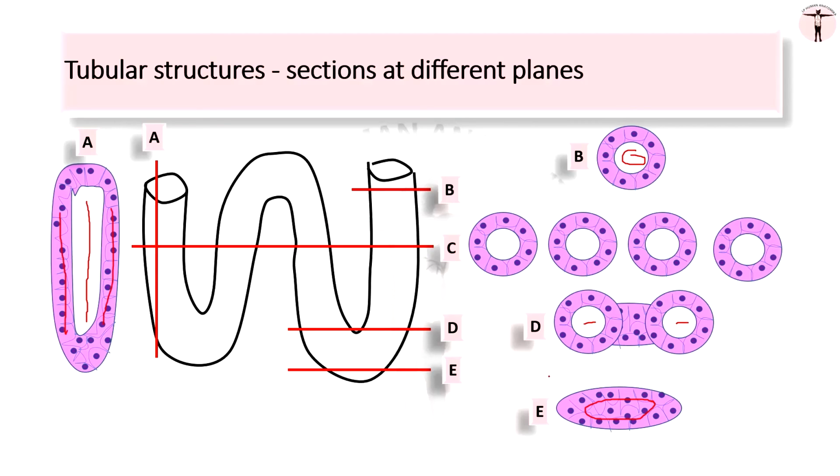So to summarize till now, we have seen the planes of sections of the cell and the luminal or hollow structure with the appearance of these sections in different planes. In the next session, we will discuss the epithelium in detail.